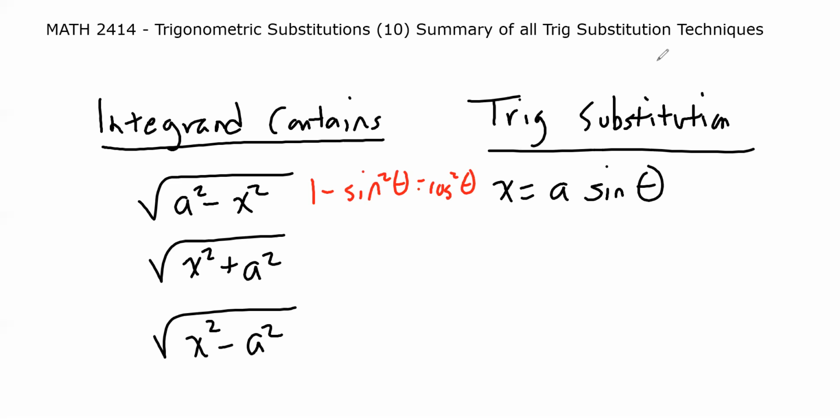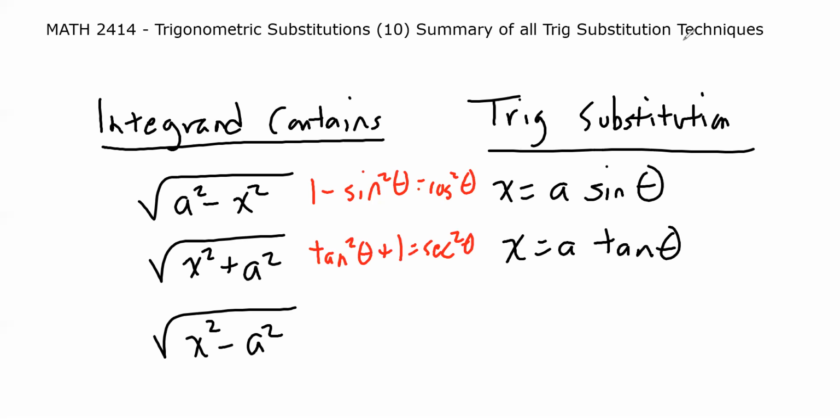For the square root of x squared plus a squared, our trig substitution was x equals a tangent theta. And again, the reason for that was because of the identity tangent squared theta plus 1 is equal to secant squared theta. It allows us to collapse the addition problem to a single term.